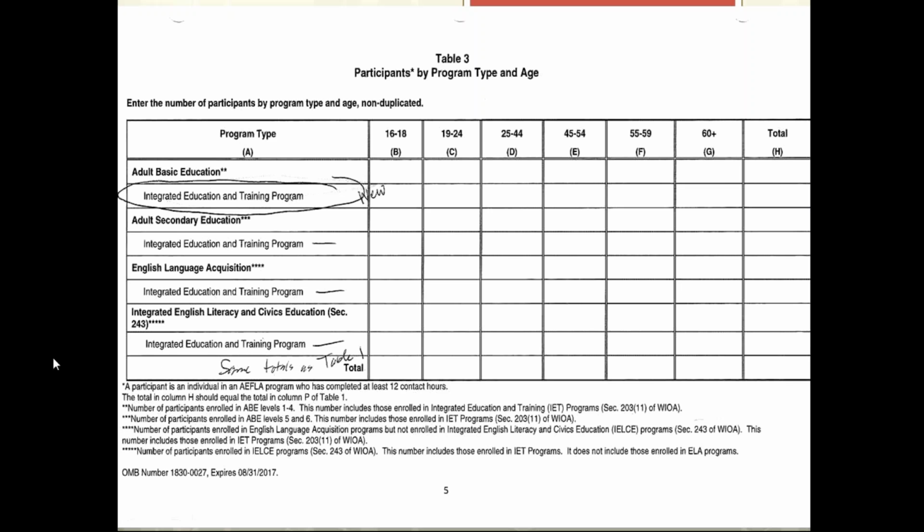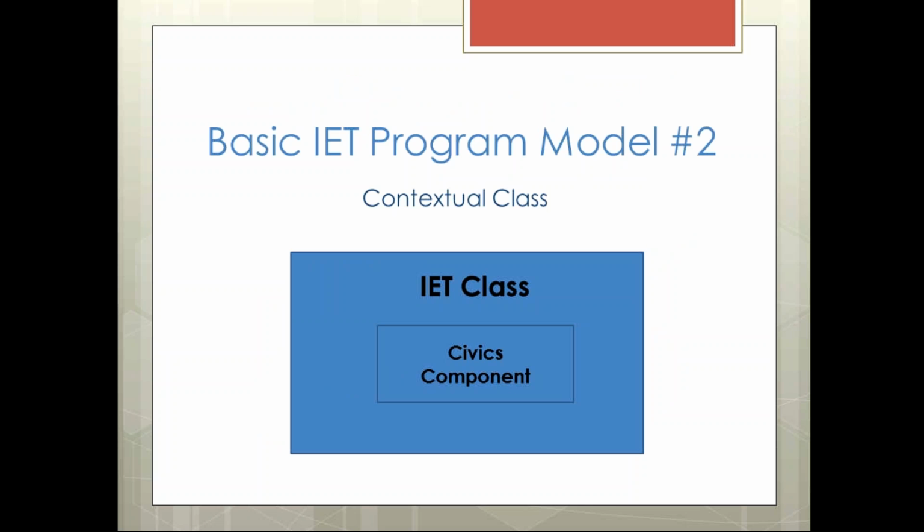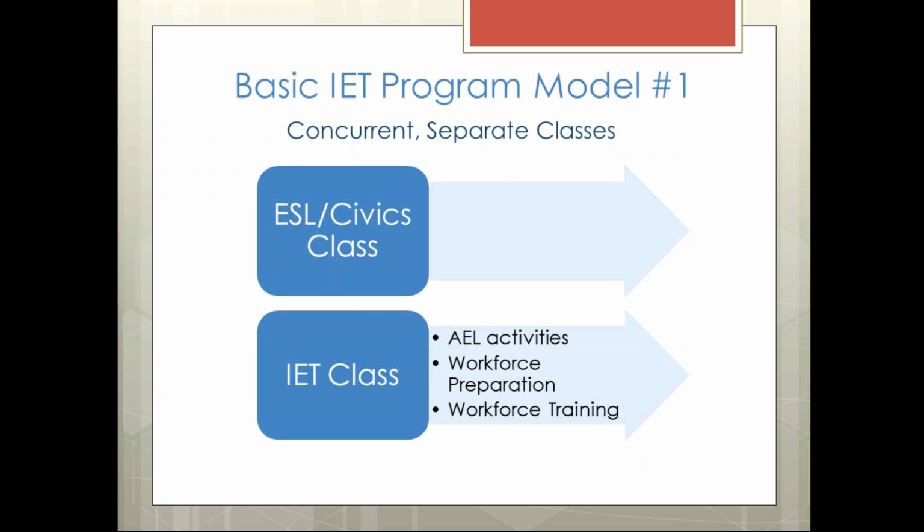Okay, great. All right. So program models. Here's a basic IET program model. This first model includes concurrent separate classes. The second main model is a contextual class. So I'll go over those one by one.